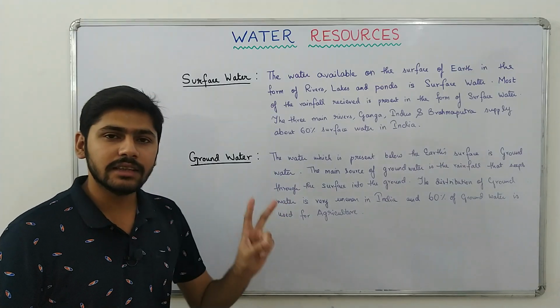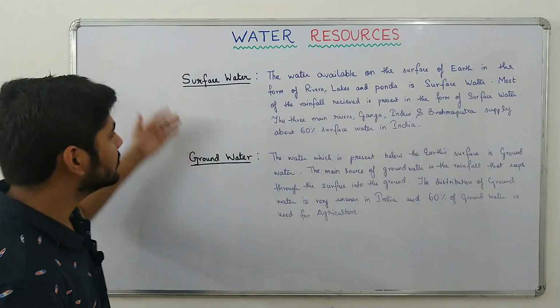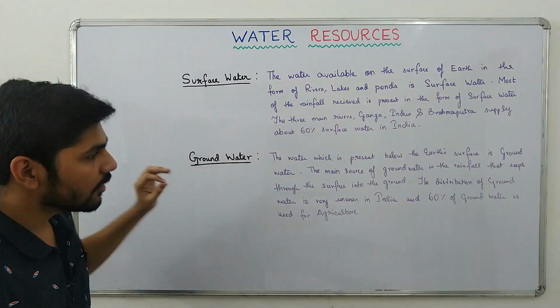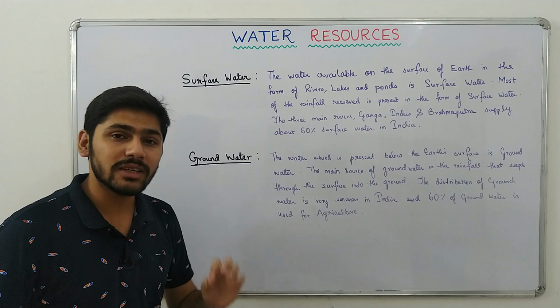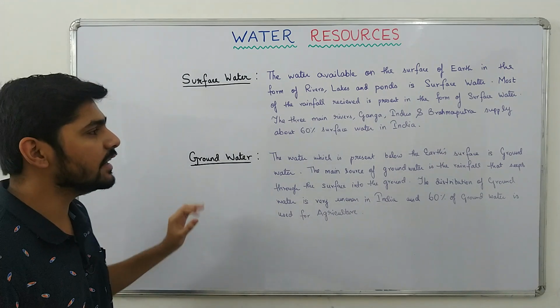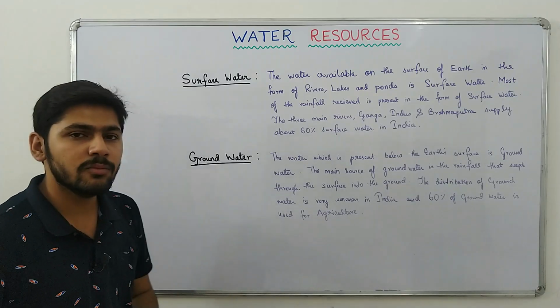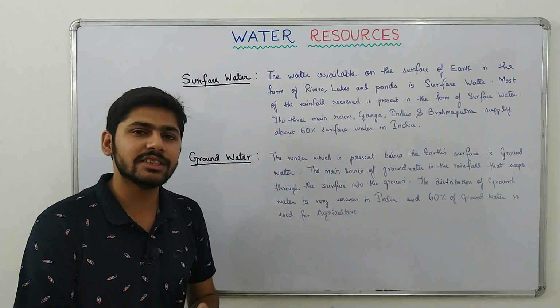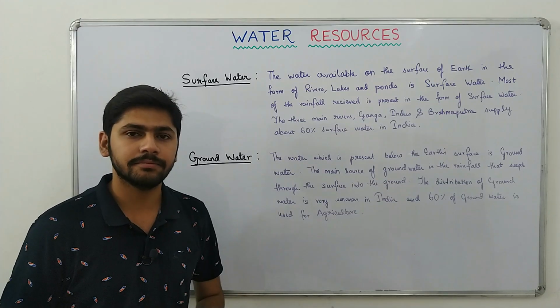So guys, these are the two sources of water, surface water and groundwater. Both these are very important and questions are asked from both these. So try to understand both of them very properly. Now guys, we'll move on to the next thing, which is irrigation in India.